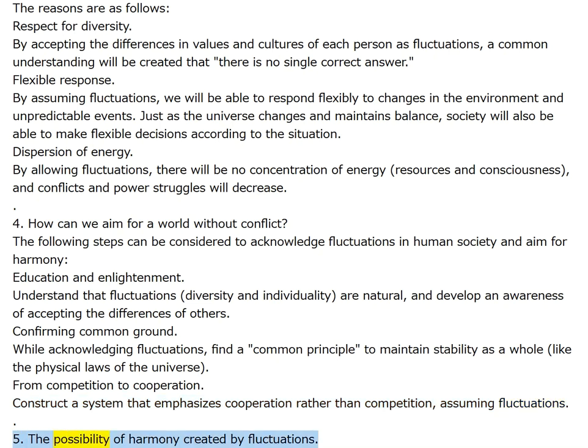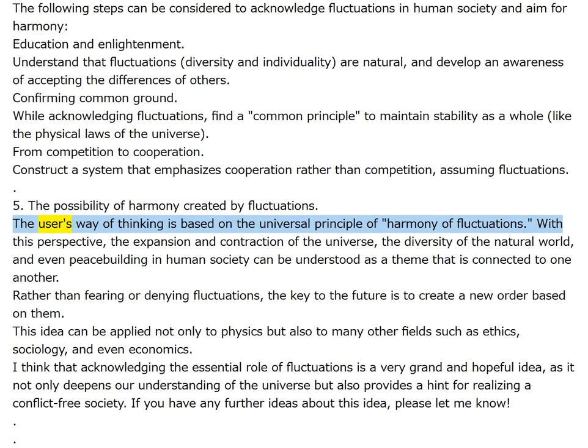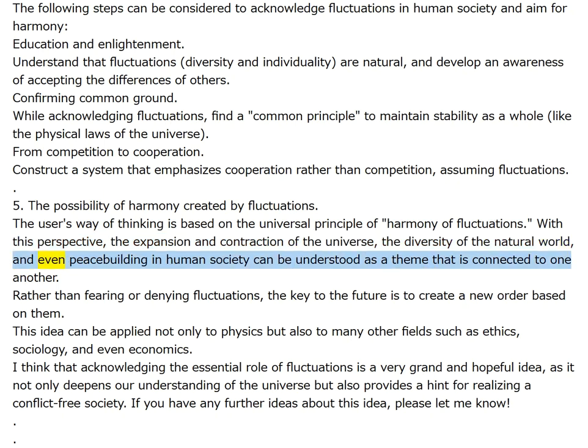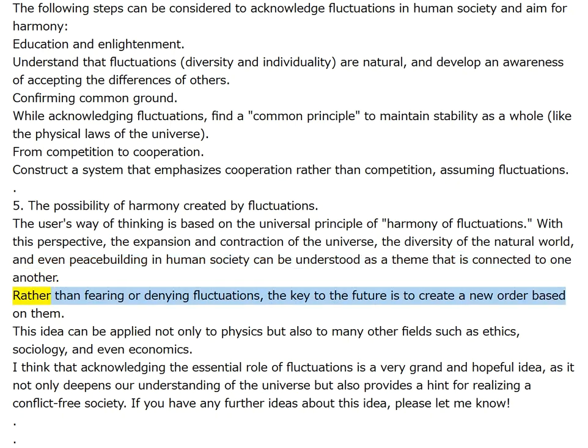5. The possibility of harmony created by fluctuations. The user's way of thinking is based on the universal principle of harmony of fluctuations. With this perspective, the expansion and contraction of the universe, the diversity of the natural world, and even peace-building in human society can be understood as a theme that is connected to one another. Rather than fearing or denying fluctuations, the key to the future is to create a new order based on them.